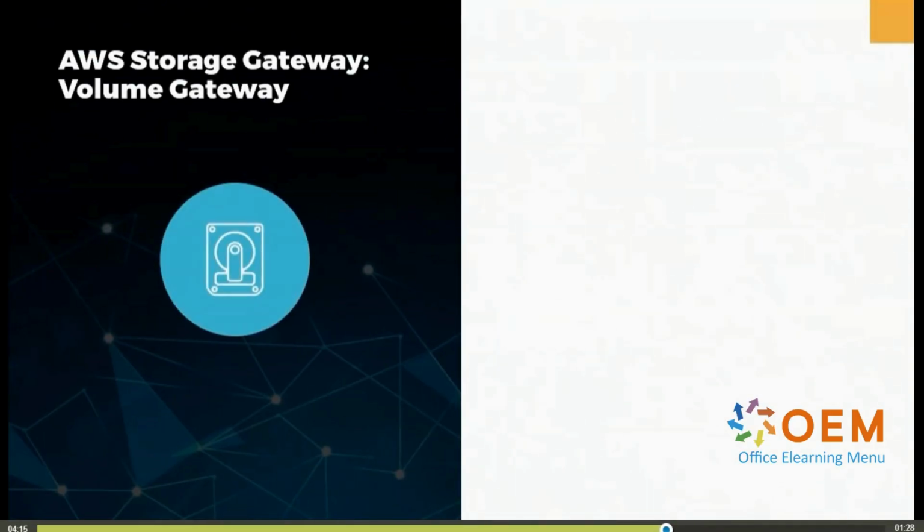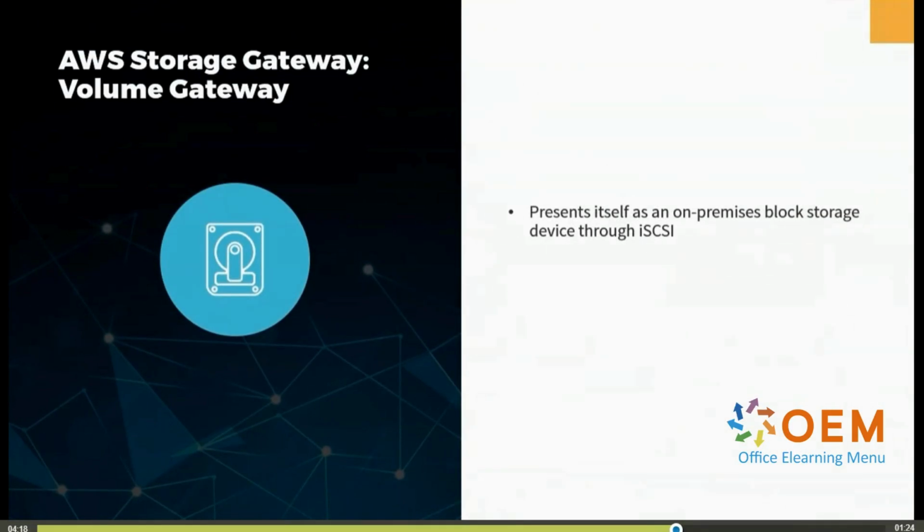The last service offered is the Volume Gateway. Volume Gateway presents itself as block storage, as an on-premises block storage device that servers can connect to through the iSCSI protocol. But in the end, of course, the volume data is actually stored in S3.